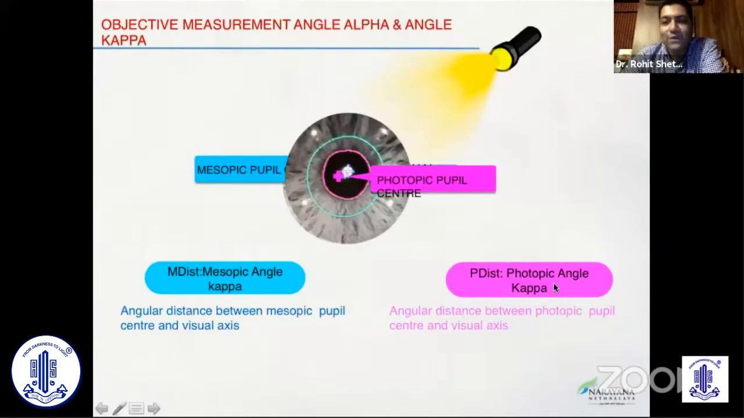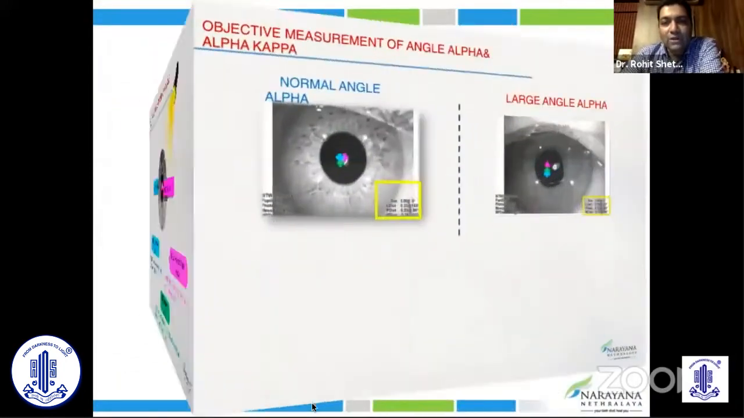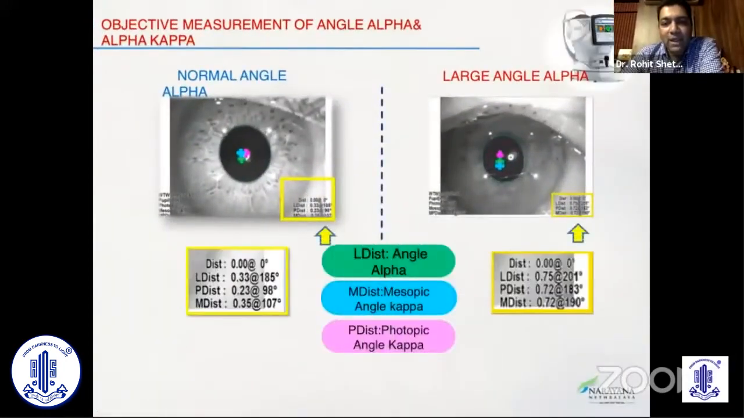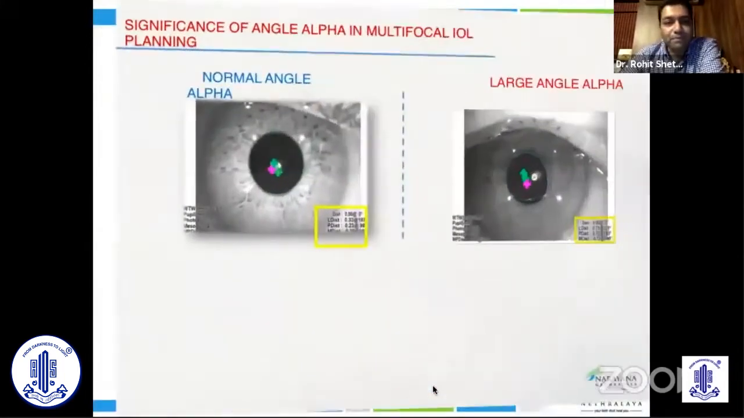This is very important because you are not only looking at one size, the pupil can change. And the alpha distance, angle alpha distance, this is very important. The angular distance between visual axis and the center of the limbus. So all this comes at one go, and you are able to check, before you do a surgery, everything related to the axis of the eye, which is very, very important in today's practice. And there are different normative data based on this.